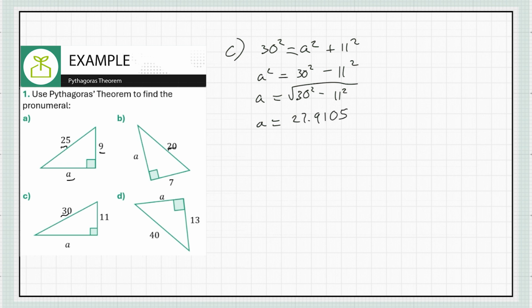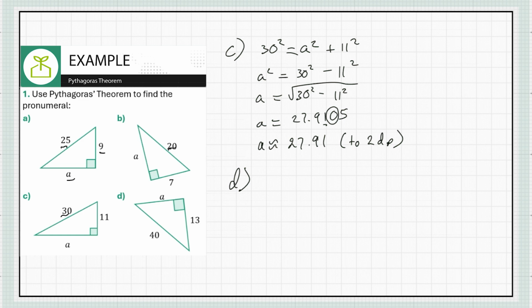If we were going to round this to two decimal places, we would find our second decimal place, which is here, and we look at our critical digit, which is the 0 here. Because it's not 5 or greater, that means we drop everything after the 1, and a becomes approximately equal to 27.91. And we can write to two decimal places.